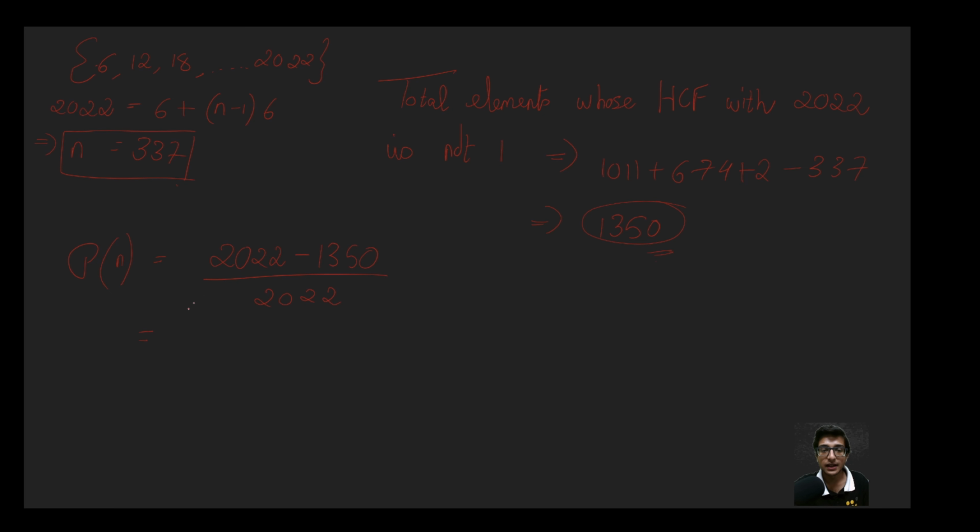This is going to be my answer, because these are all the elements that do not have the HCF with 2022 to be 1. And if I subtract this number, I will get all those numbers which have HCF with 2022 to be 1, and I divide it by the total possible outcomes, which is 2022, and from here we get the answer 112 upon 337. This is our answer.